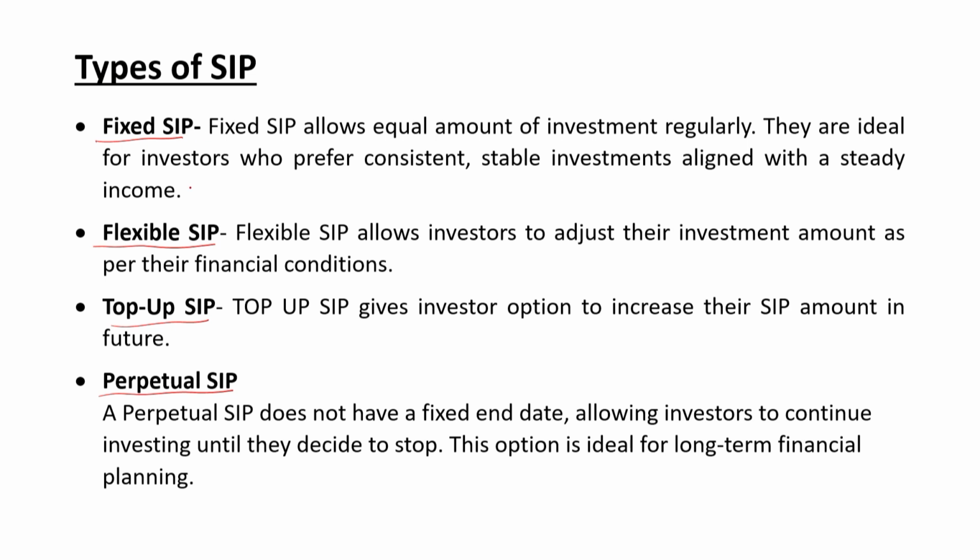As the name suggests, fixed SIP is the type of investment where every month you need to contribute an equal amount of investment regularly into your SIP, whereas in flexible SIP the amount may adjust depending on the NAV of your investment. The top-up SIP gives the investor an option to increase their SIP amount in future when the NAV is higher, whereas a perpetual SIP does not have any fixed end date. So it allows the investor to invest until they decide to stop investing. So these are the various types of SIPs.